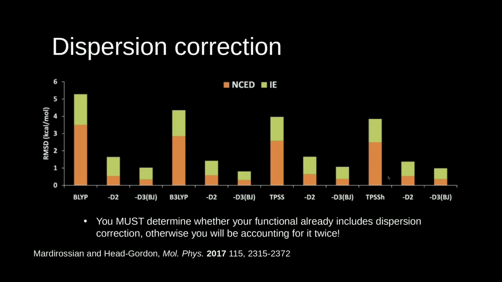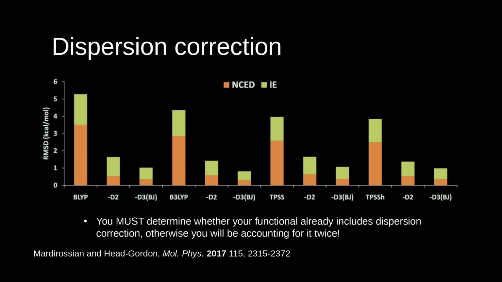As you can see, for non-covalent dimers and isomerization energy, by adding dispersion correction, the accuracy of the calculations is improved significantly. Even going from the more basic type of D2 dispersion correction, you'll greatly improve the accuracy of the calculations. But something to take note of is many functionals have dispersion correction already built in, so you need to determine whether your functional already has dispersion correction built in, because if you add dispersion correction to a functional which already has it, you will be correcting for dispersion twice, and thus decreasing the accuracy of your results.